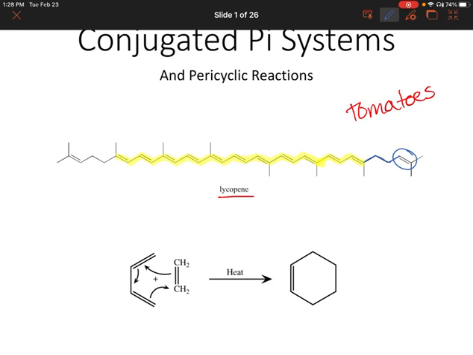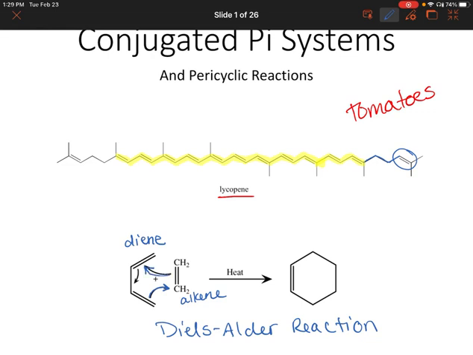But first, I also wanted to show you the example down below of a pericyclic reaction. So this might look familiar because it is the Diels-Alder reaction. And we saw an example of this in a previous lab. Now, in the lab, we used pretty complex reactants, but for a Diels-Alder reaction, you just need something with two double bonds called a diene, and then an alkene. And the pi electrons are going to move around and create new bonds.